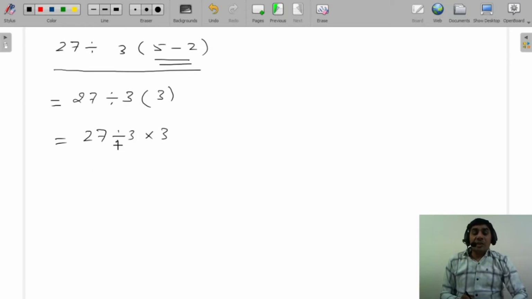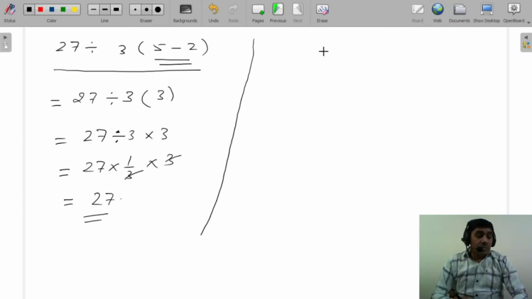In this expression, multiplication and division both appear. So first we have to solve the division. First we divide 27 by 3. That means 27 into 1 by 3 into 3, which is equal to 9 into 3 is equal to 27.